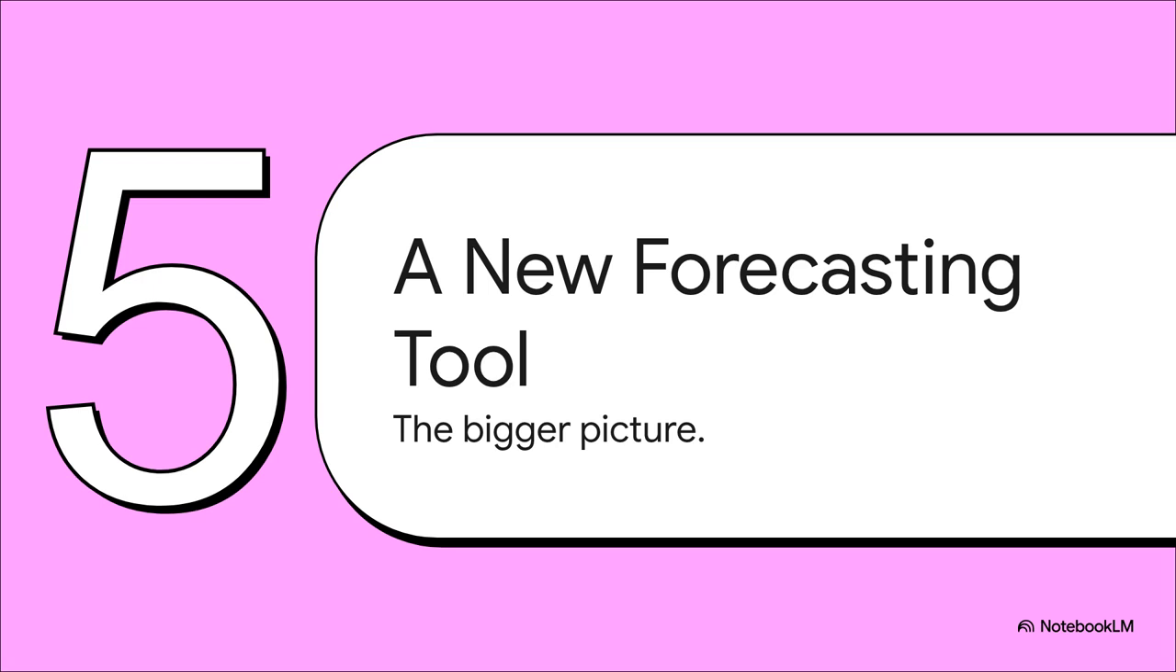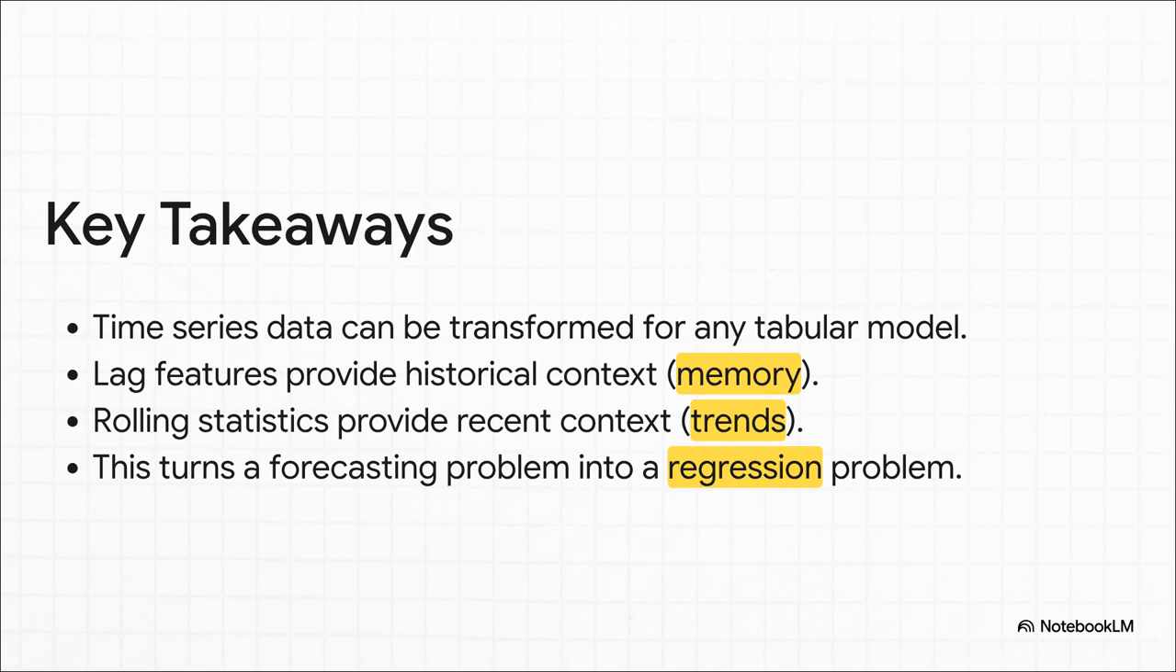Okay, let's step back for a second and think about the big picture. What have we really done here? What's the main idea we can take away from this? So, what are the key takeaways? Well, first, we've seen that you can take time series data and reshape it for pretty much any model that likes tables. Those lag features, they give the model a memory. The rolling stats, they give it a sense of what's happening right now. And what we've really done is turn a tricky forecasting problem into a much more straightforward regression problem. And that really shows you that creativity and how you set up your data, that's a true data science superpower.